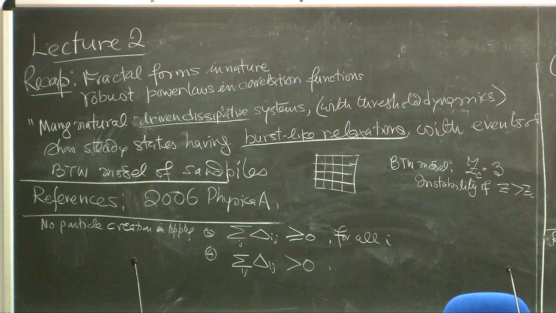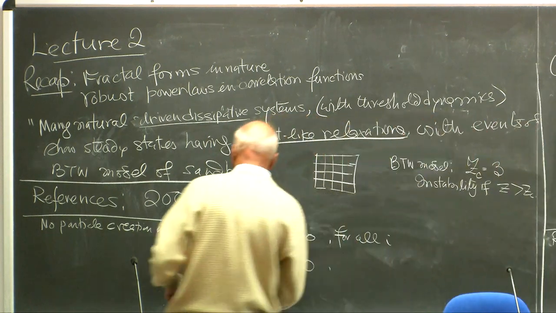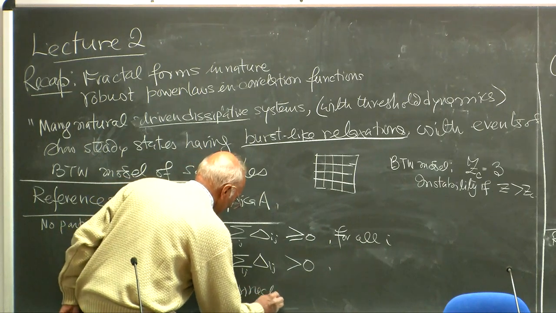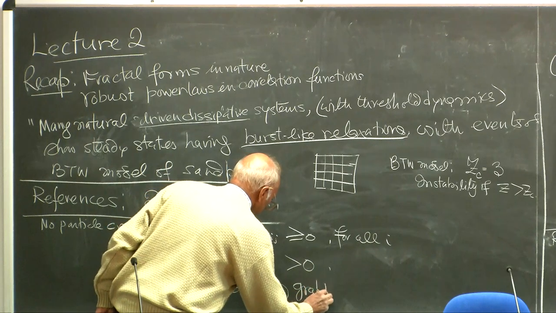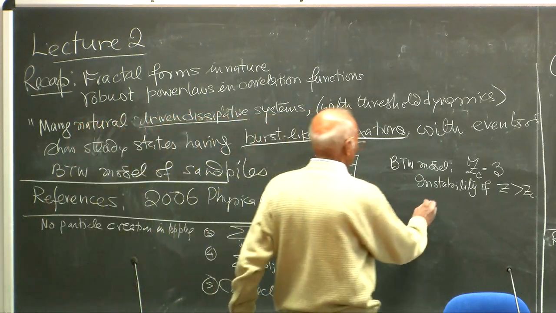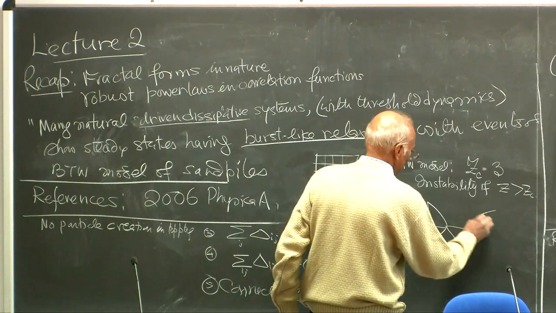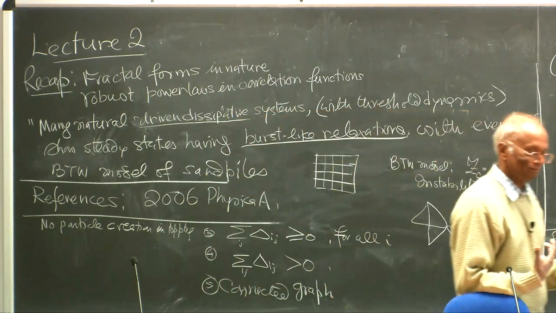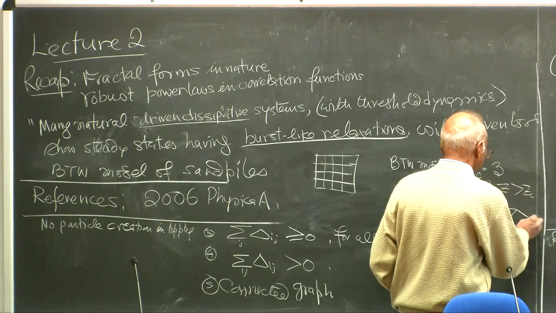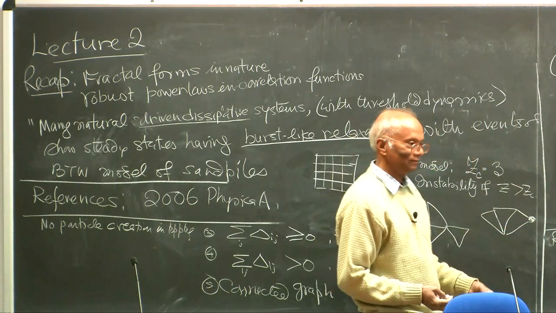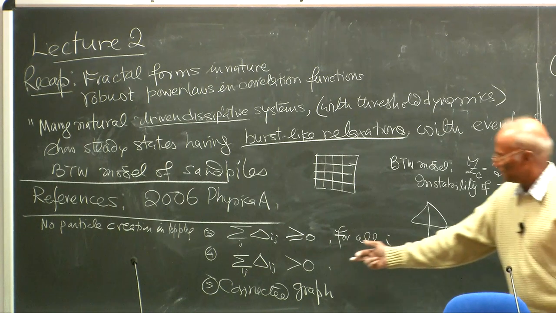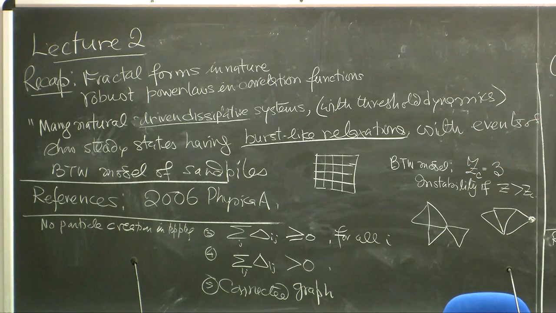Okay? Do I need anything else? Yes, of course, I need something else, which is a connected graph. By which is meant the following. You cannot have a situation where there is a graph like this and there is a graph like this. These two parts are not talking to each other. But suppose the site where dissipation can occur is here, but these sites cannot go there. Then even though in the full system my condition number 4 is satisfied, it is not satisfied in this part, and so there won't be a steady state.